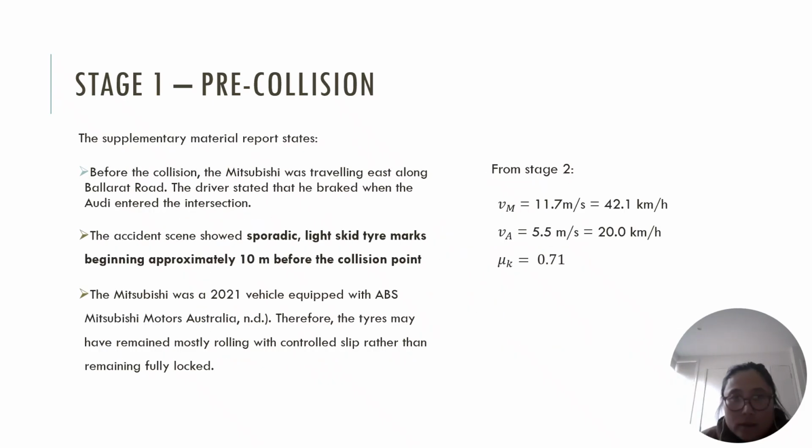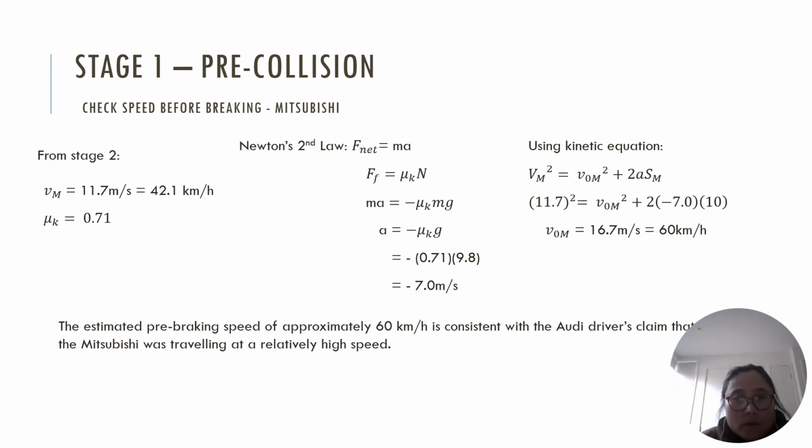Before the collision, the supplementary report stated that the Mitsubishi driver braked when the Audi entered the intersection. The skid marks began approximately 10 meters before the collision point. Since the Mitsubishi was fitted with ABS, the braking force was approximated using the measured tire-road friction. Using Newton's law, the braking deceleration was calculated as approximately 7 meters per second squared.